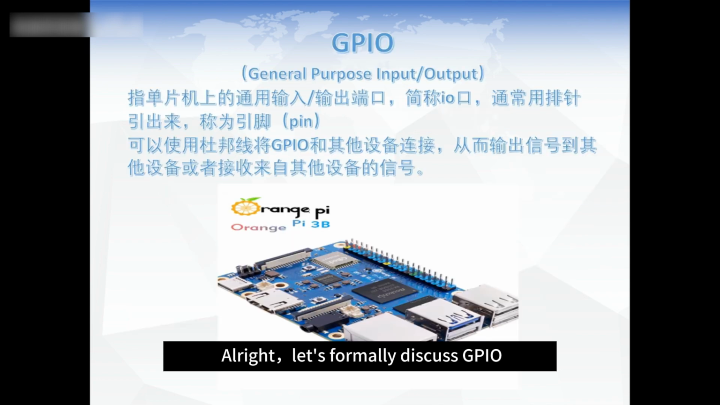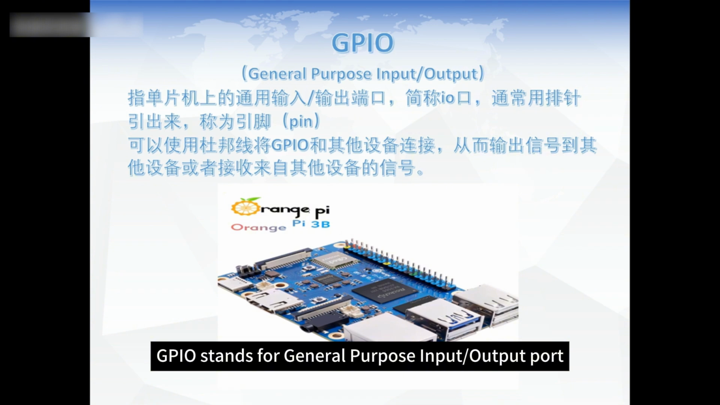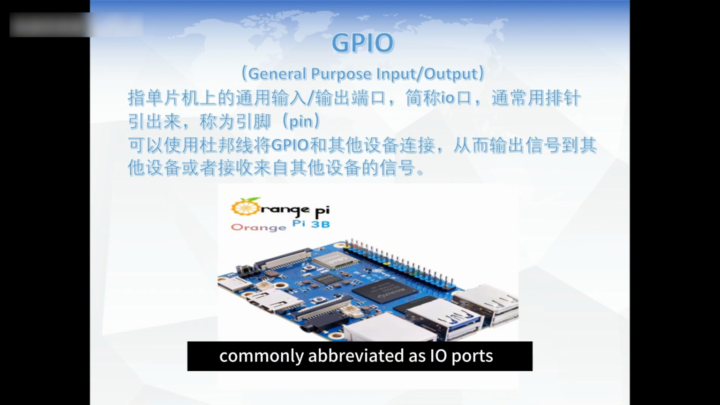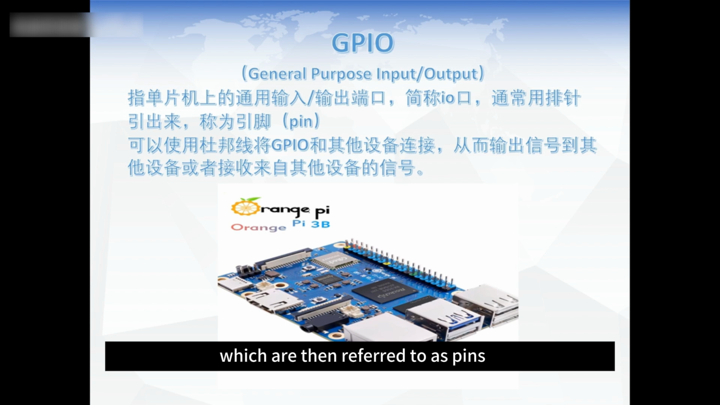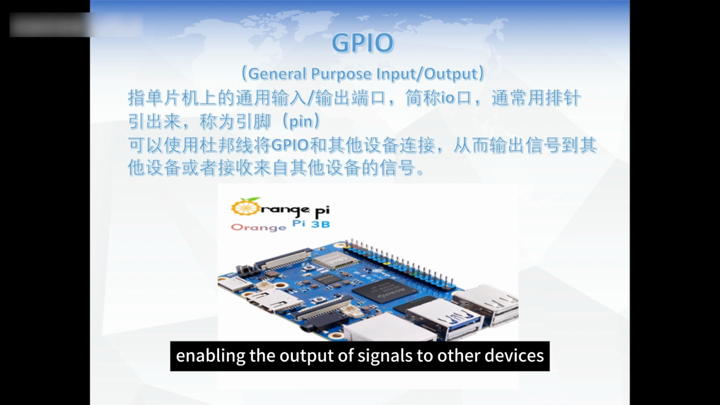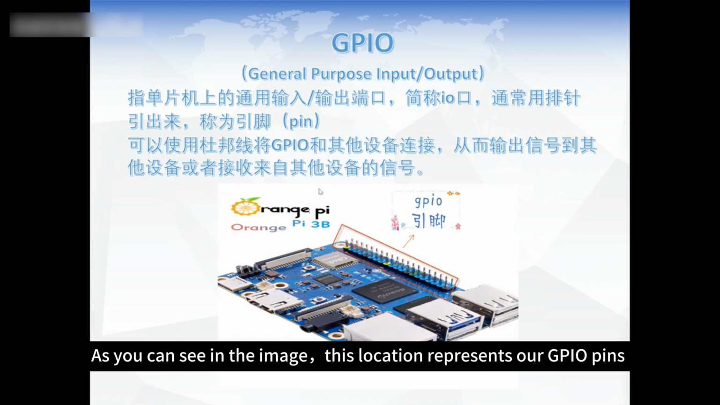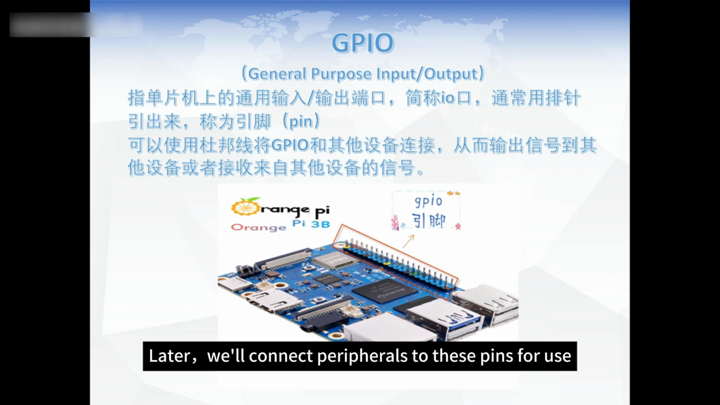Alright, let's formally discuss GPIO. GPIO stands for General Purpose Input/Output Port, commonly abbreviated as I/O ports. We typically use header pins to bring out the GPIO pins, which are then referred to as pins. We can use DuPont wires to connect GPIO pins to other devices, enabling the output of signals to other devices, or the reception of signals from other devices. As you can see in the image, this location represents our GPIO pins. Later, we'll connect peripherals to these pins for use.